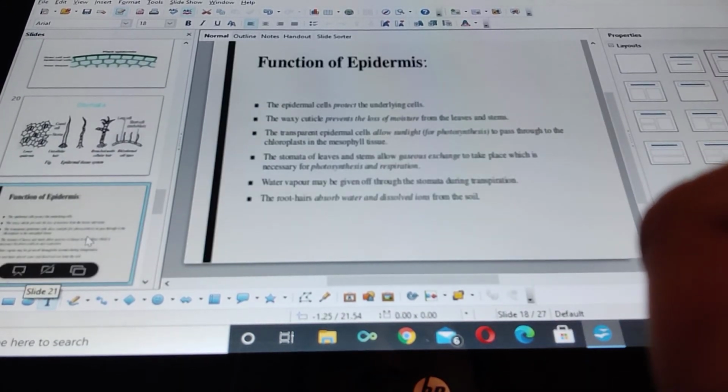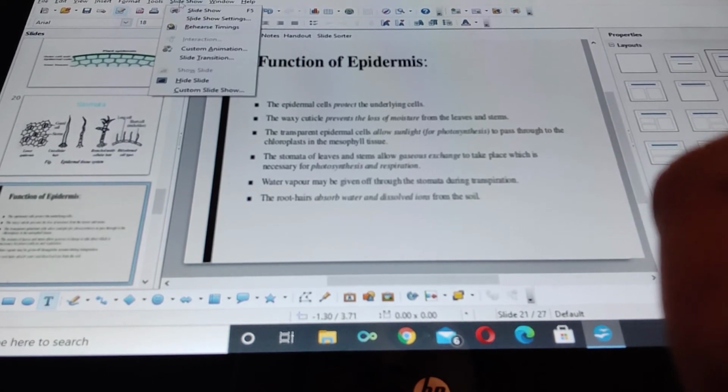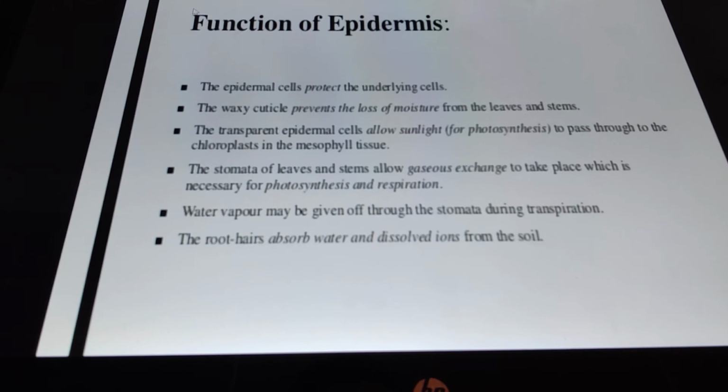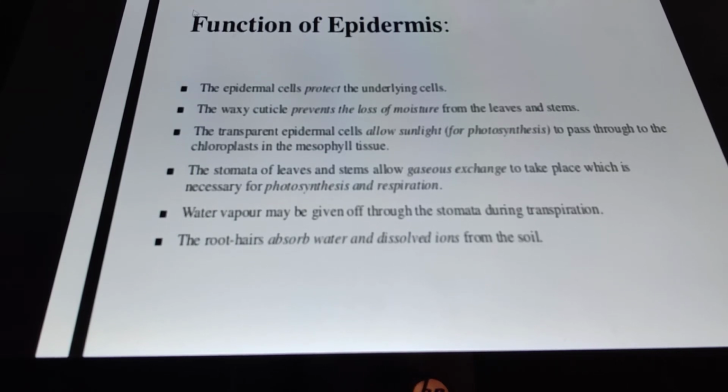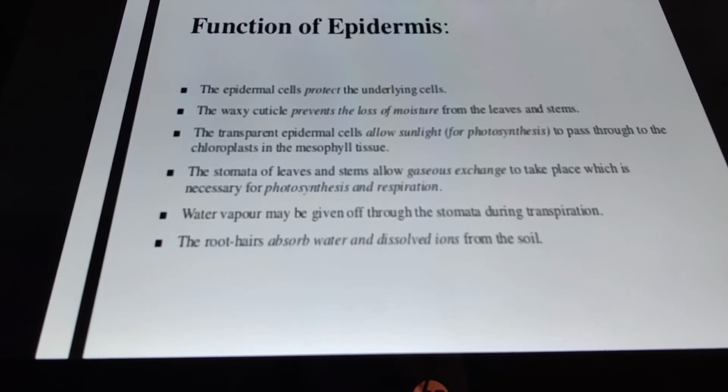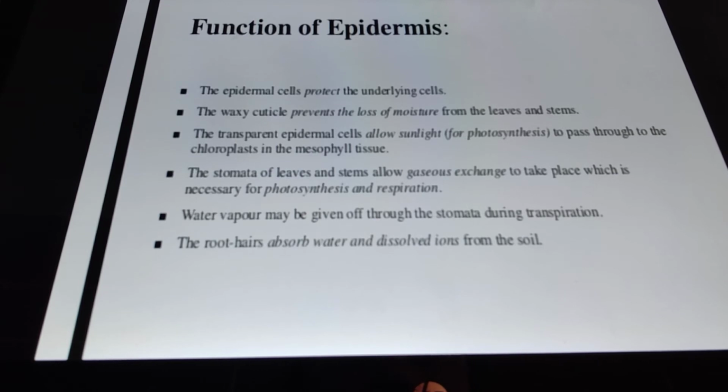Here we can see the functions of epidermis. The epidermal cells protect the underlying cells. The waxy coating present on the desert plant prevents the loss of moisture. The transparent epidermal cells allow sunlight to pass through to the chloroplast. The stomata of leaves and stem allow the exchange of gases which takes place for photosynthesis and respiration.